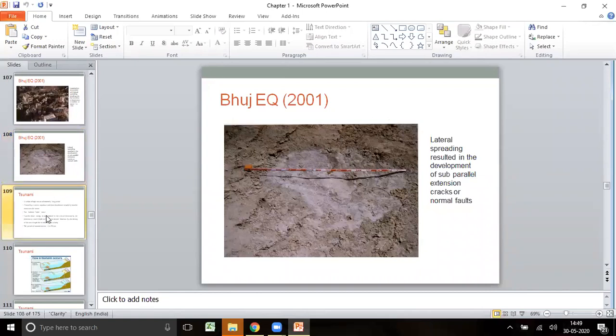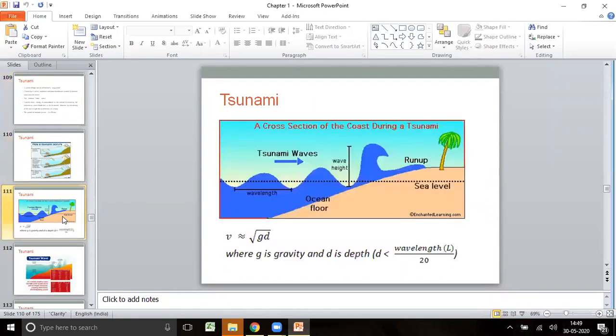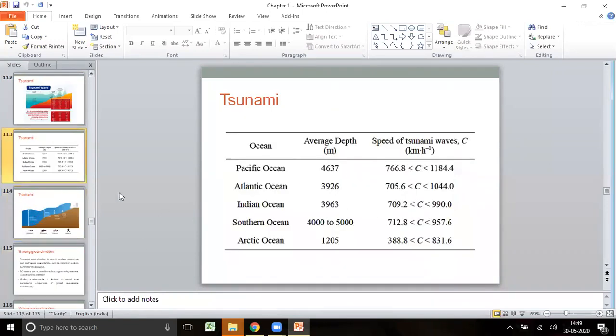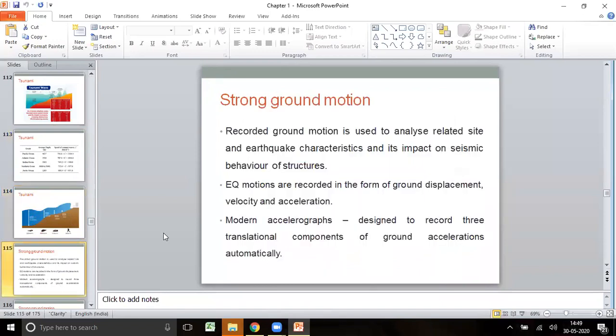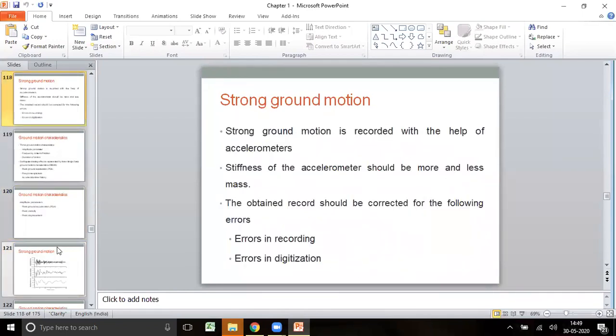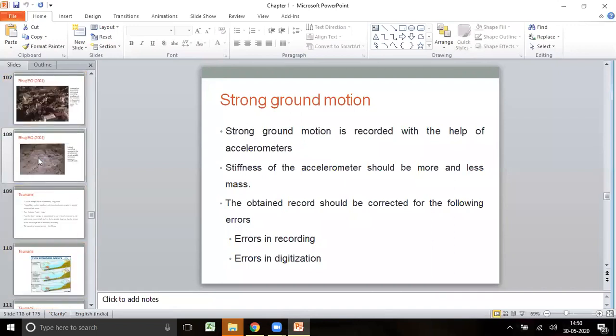So the indirect effects, that is the tsunami and the velocity of waves and everything, we'll see next class. Any doubt? And after that we have strong motion, strong ground motion, and its ground motion characteristics. So we will see these topics in the next class.